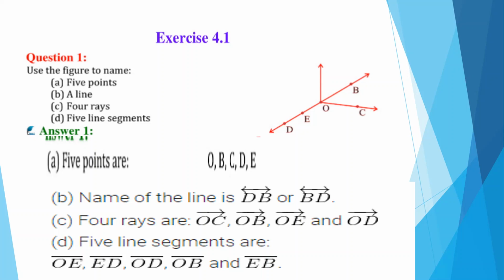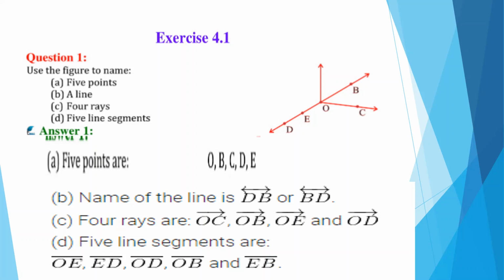Children, now we do exercise 4.1, question number 1. Use the figure to name 5 points. So the 5 points are O, B, C, E and D. After that, name a line. The line is only this one because arrows are shown here. So you can name this line as DB or BD.